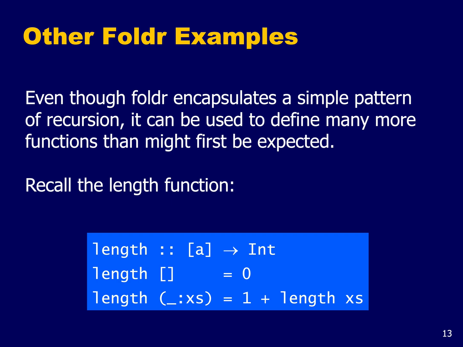So what we've seen now is how foldr can be used to define a number of simple functions on lists in a one-line manner. But actually, foldr gives you a lot more power than you might first expect. So the observation at the top of the slide here is even though foldr encapsulates a very simple pattern of recursion, it can actually be used to define many more functions than might first be expected. So let me give you a few examples of these, and these get kind of increasingly more sophisticated.